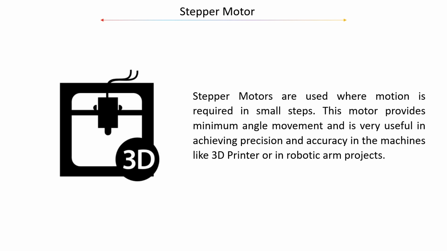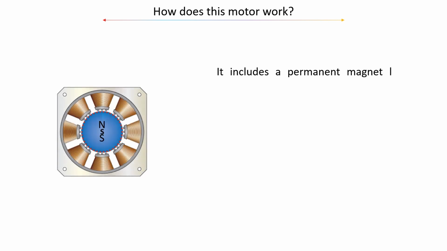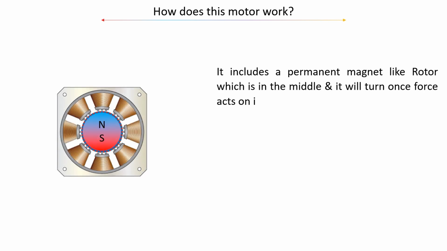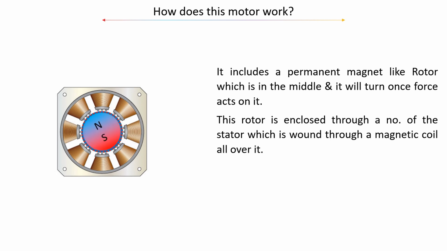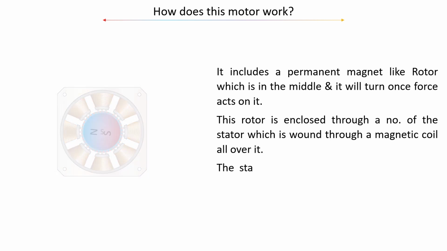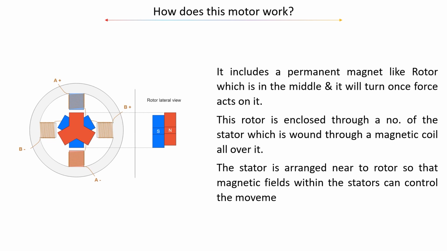How does this motor work? It includes a permanent magnet like rotor, which is in the middle, and it will turn once force acts on it. This rotor is enclosed through a number of the stator, which is wound through a magnetic coil all over it. The stator is arranged near to rotor so that the magnetic fields within the stators can control the movement of the rotor.